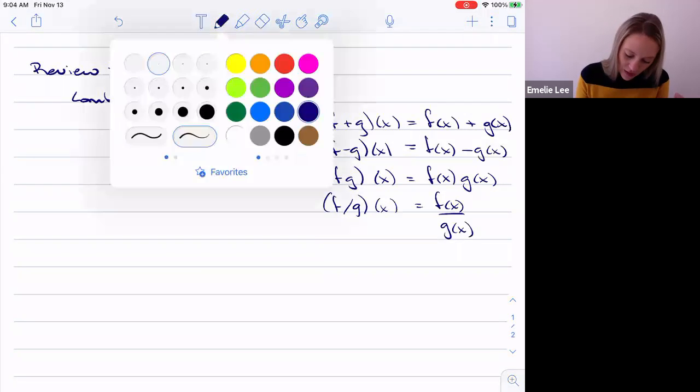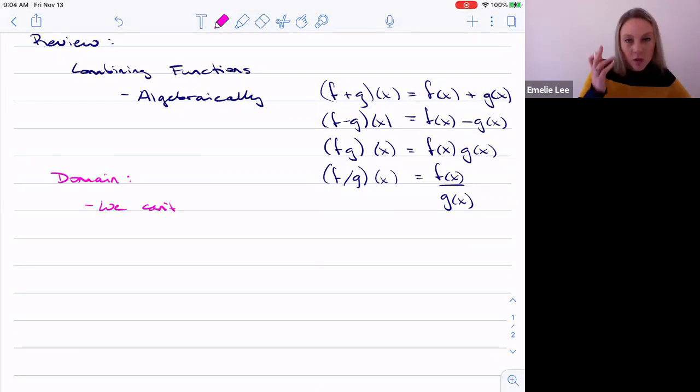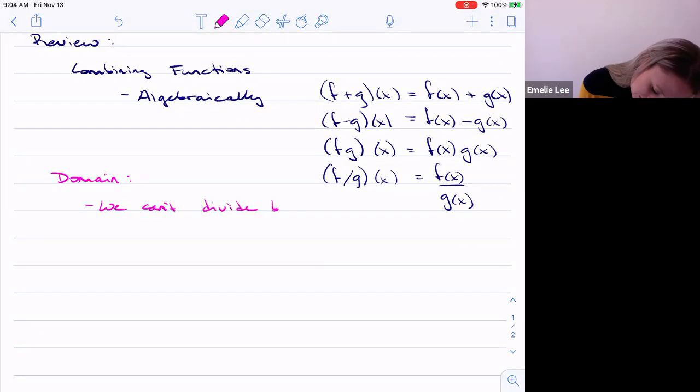And so for the domain, we have to remember we can't divide by 0. So any x that makes us divide by 0, we have to pull it out of the domain, and any square root of a negative, we have to pull that out of the domain. So we can't divide by 0. And we can't take the even root of a negative.